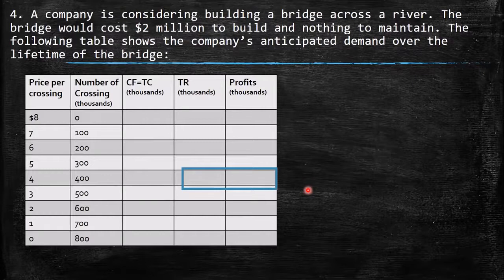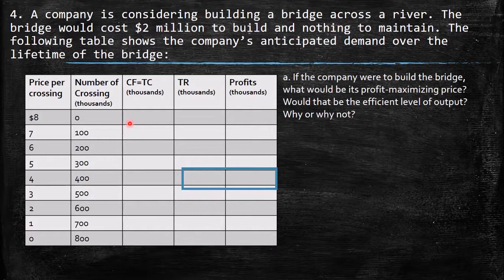Then the 4 point. A company is considering building a bridge across a river. The bridge would cost 2 million to build and nothing to maintain. The following table shows the company's anticipated demand over the lifetime of the bridge. Here we have the price. As in the previous exercises, it works exactly the same. The price goes down, and the demand increases, because with a lower price people will use the bridge more. And again, we have here in thousands in order to make the computation easier.